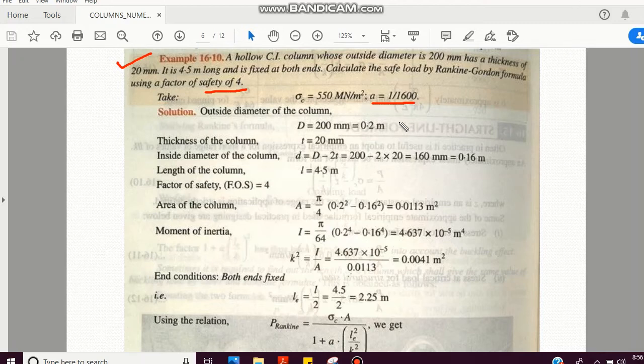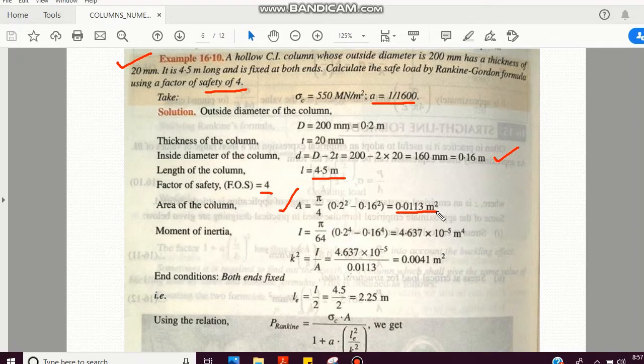So the outer dia is 200 mm, so that means 0.2 meter. Thickness is 20 mm. Now the internal dia, that is D minus 2t, so that becomes 0.16 meter, and length of the column is 4.5 meter. The factor of safety is 4. Cross sectional area, that is pi by 4, capital D square minus small d square. Okay, so that is 0.0113 meter square.